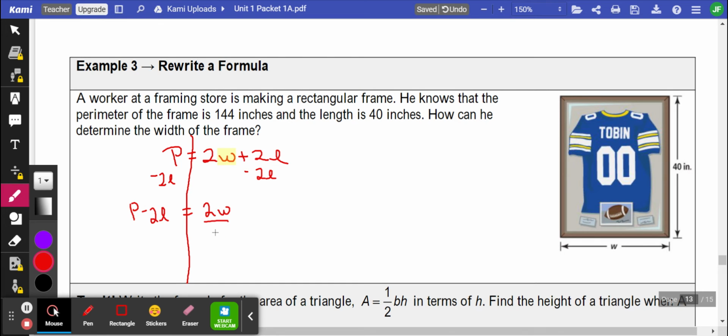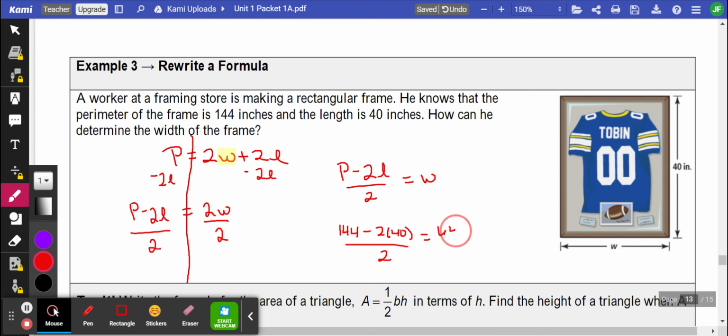And when the 2 and the W are right next to each other, that means multiplication. So to cancel it, we're going to divide. So we find that perimeter minus 2L divided by 2 is going to give us our width. Now we can plug in what we know. So 144 minus 2 times 40 divided by 2, and then simplify. So 144 minus 80 gives me 64 divided by 2, which gives me 32 inches for my width.